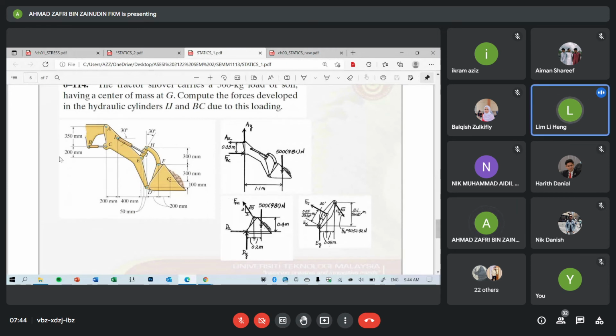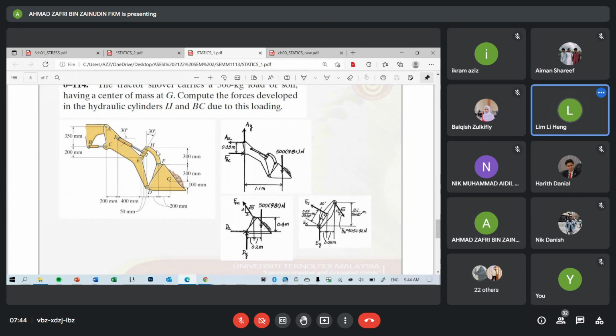I think IJ. IJ, yes, IJ is under axial load. Do we have another member? HF. Okay, HF. Is HF a two force member?